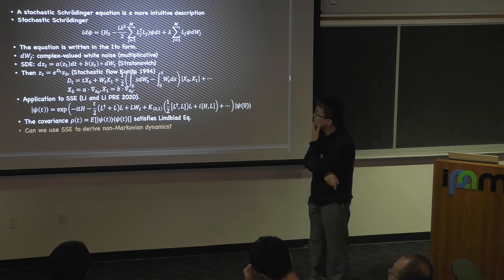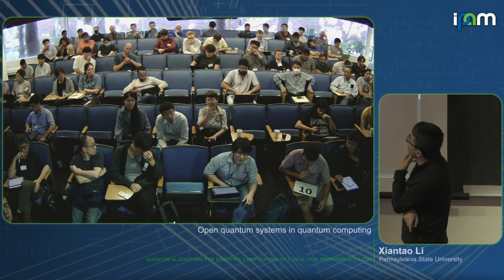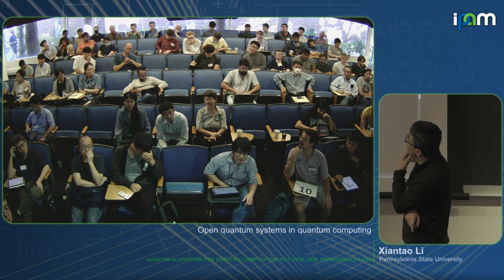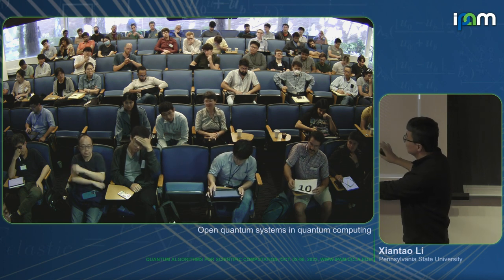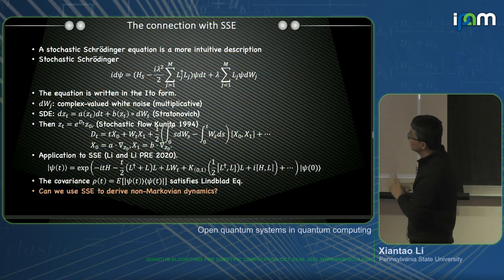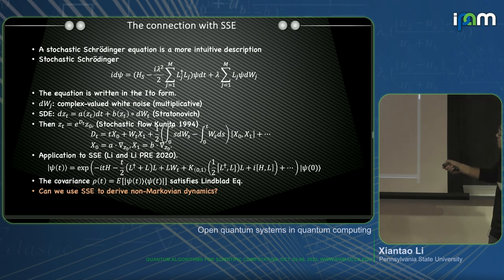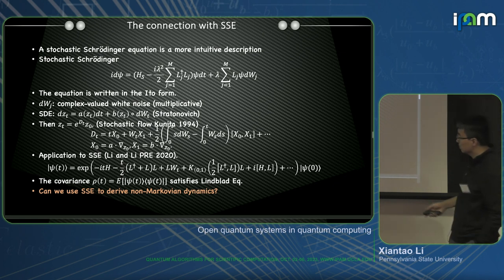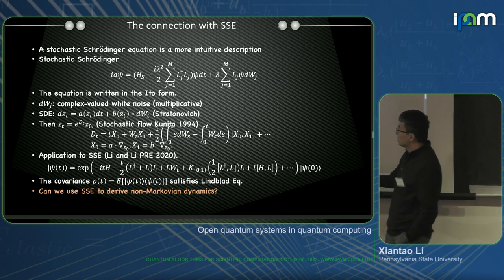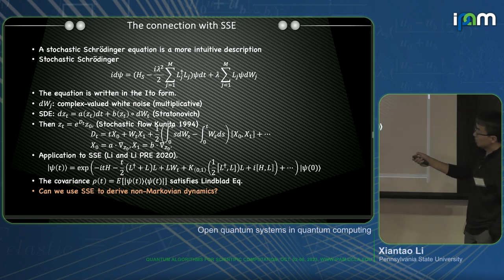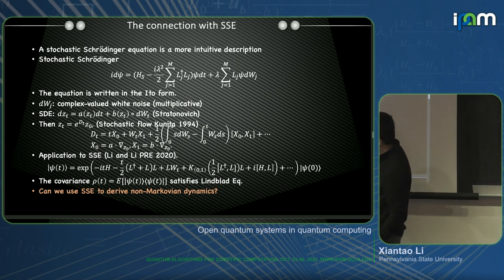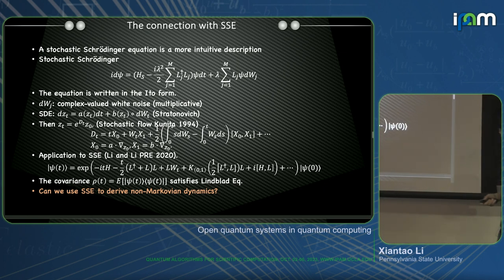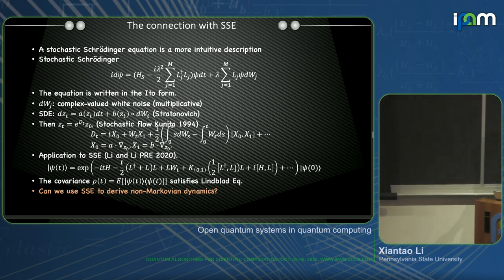So in the stochastic Schrödinger equation, which term determines whether it's Markovian or non-Markovian? Oh, this is Markovian. But I'm using this to build a connection between the quantum master equation and the stochastic differential equations. That's what I'm driving at. So in the non-Markovian case, on the next slide, I'm going to show a non-Markovian stochastic Schrödinger equation. And the question is whether we can derive a quantum master equation out of it.